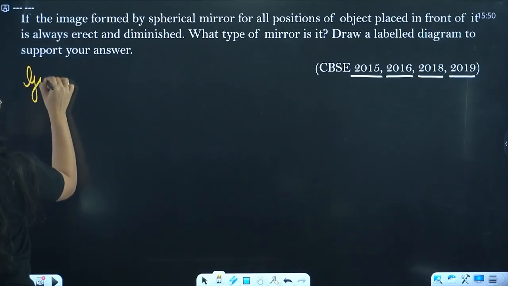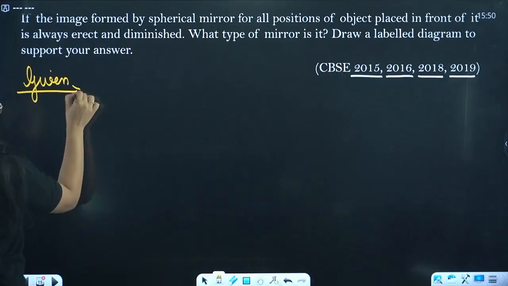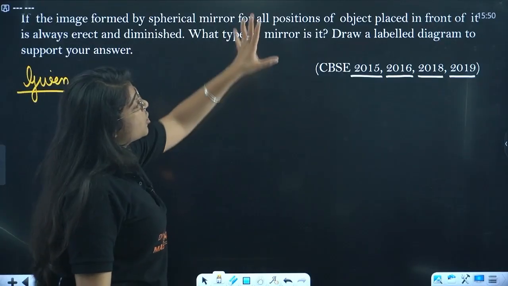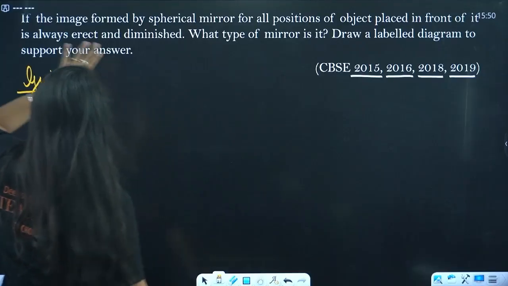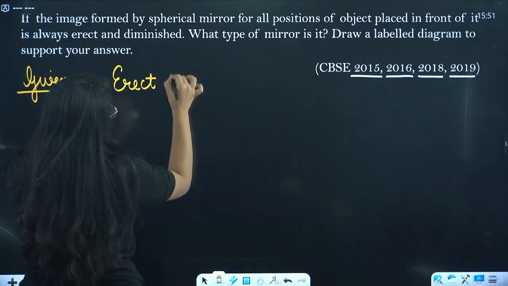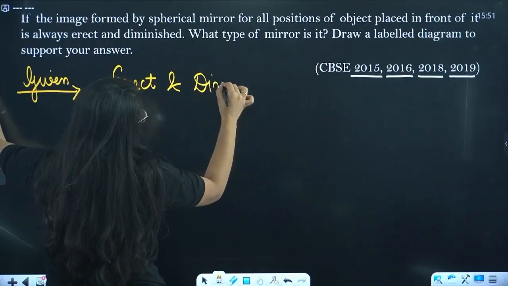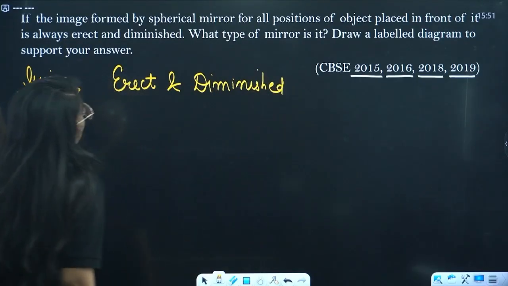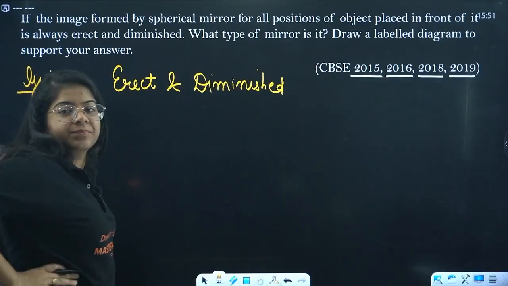Now beta, what is given? A given is that the image formed by a spherical mirror for all positions of the object placed in front of it is always erect, and it is always diminished. What type of mirror is it?